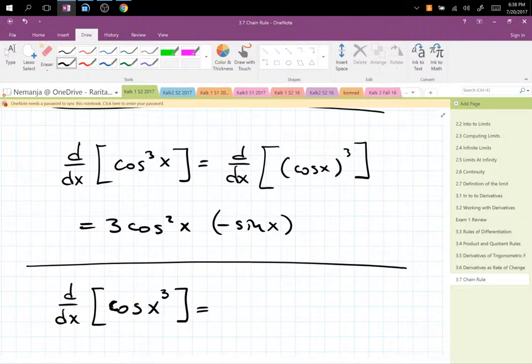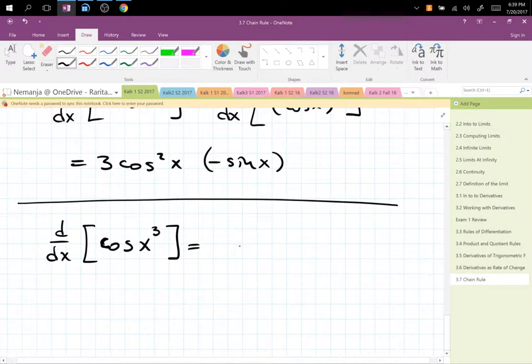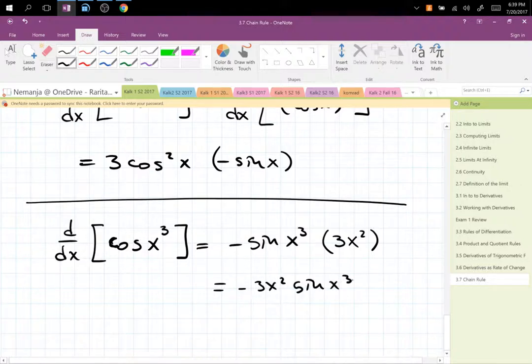So what is the main function? Cosine is the main function. What is the derivative of cosine? So it's going to be negative sine, and we copy the guts, which is x cubed, and then times the derivative, which is 3x squared. And we write it nicely then. Good.